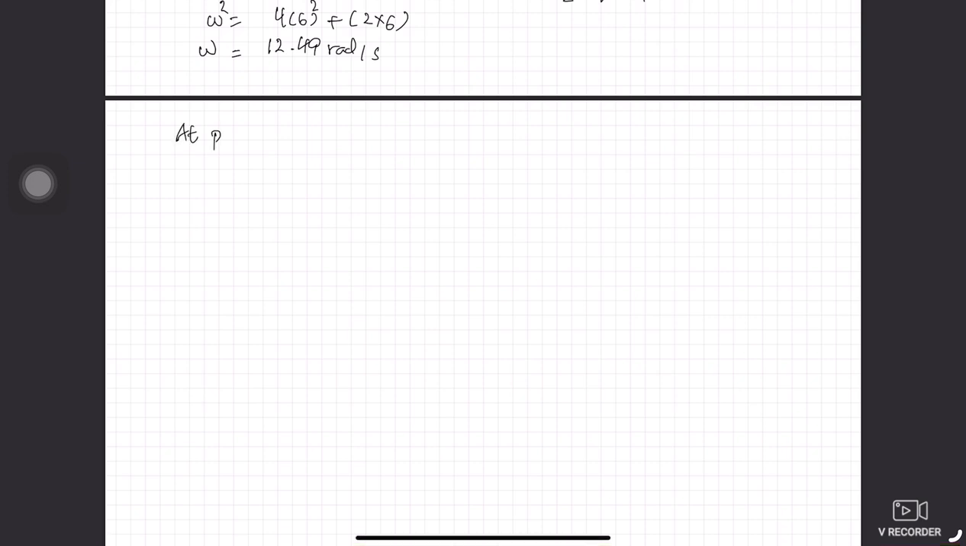So at point B, omega P is equal to 12.49 radian per second. We also know alpha P because it is the same at any point in the sphere. Alpha is equal to 4 times 6 plus 1, which is 25 radian per second squared.